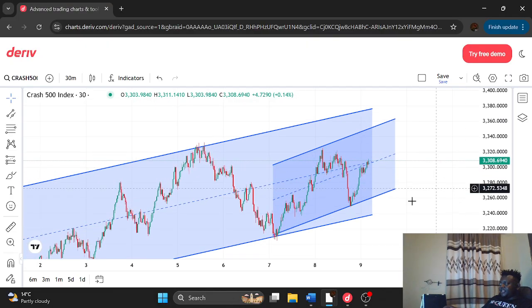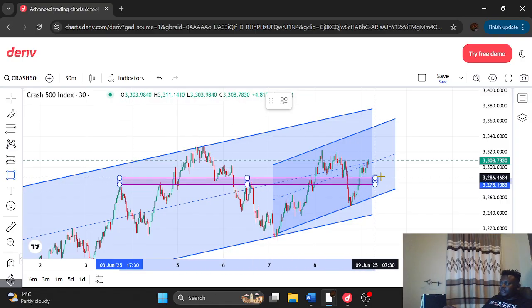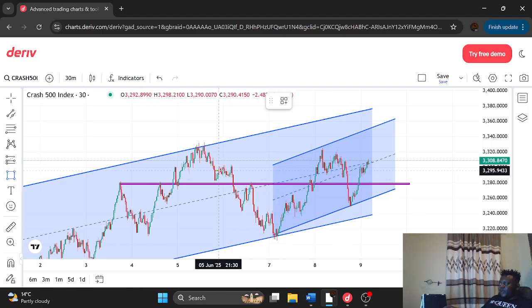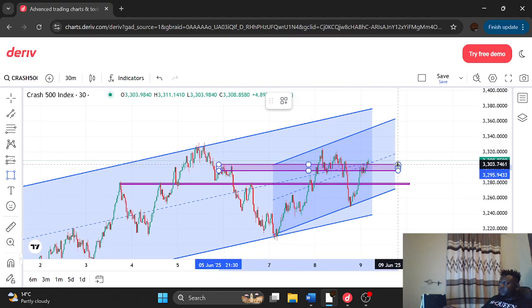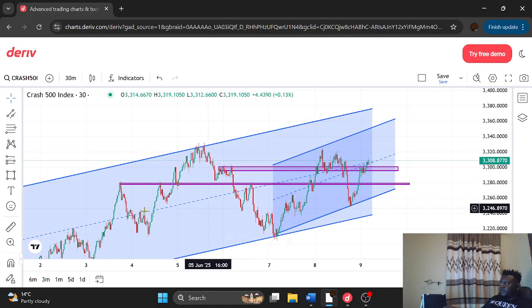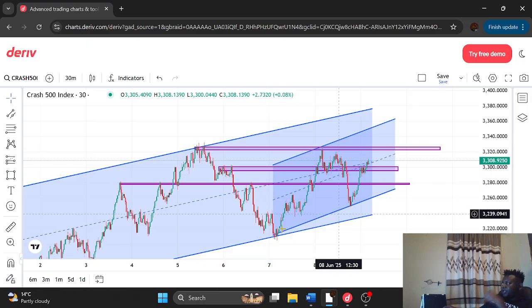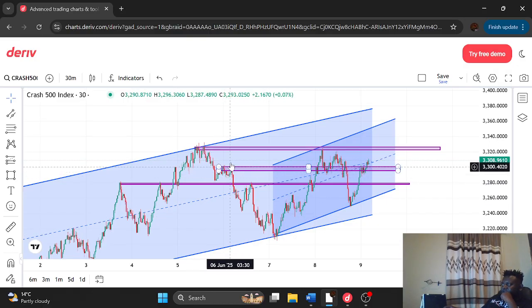We are now in the 30-minute time frame. Okay, at this point, all you have to do is take your rectangle and mark all the support zones, mark all the strong support zones. You can see that we have this as a support zone. Okay, we have this as a support zone. Okay, we have this as a support zone. Looking at this, we have these three support zones.